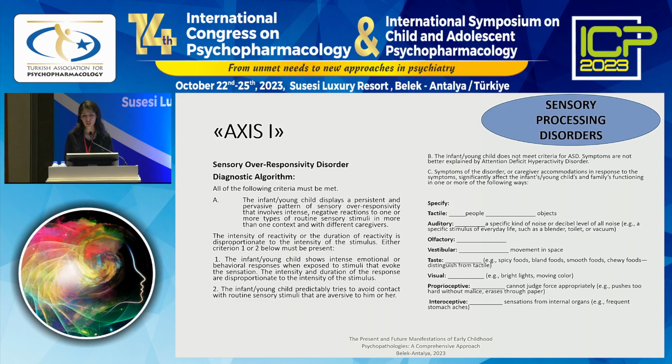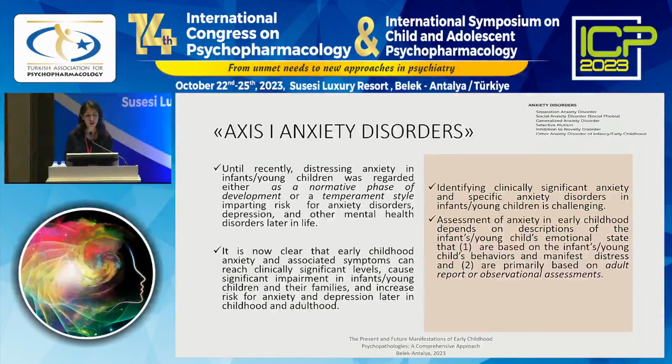As you all know, during anamnesis, we all can understand it but cannot name it. For sensory, for example, a normal level of decibel, for example, the blender, toilet or vacuum, for the auditory. For example, bright lights, moving color, or some spicy food, or pushes too hard without malice. I mean, there's something to do with proprioception. Or frequent, for example, erases through paper, or frequent stomach aches. It could be sensory processing disorder. It cannot be explained with autism. I mean, it should not meet autism criteria. But it's actually a more isolated diagnosis.